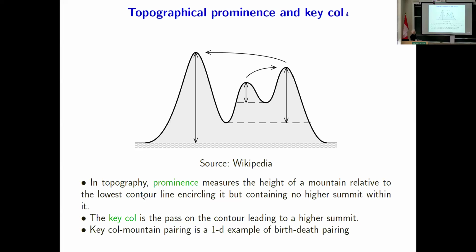For instance, for this mountain, the prominence, you just have to go down here, and then you can go up here. But for this mountain, you have to go much farther here in order to be able to reach a higher mountain. This pairing of the mountain and the pass, because you have to reach a pass going down, is like this birth-death pairing of homology classes.